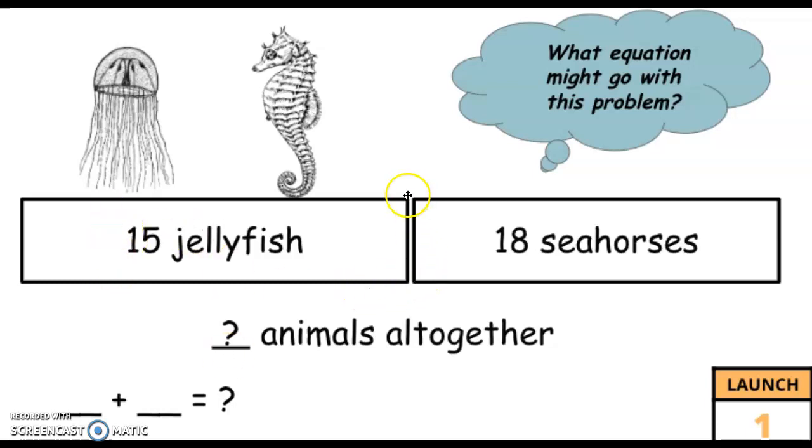This is a tape diagram. What do we know about this story? What don't we know? And what equation might go with this problem? In a tape diagram, we can show the things that we know. For example, we can show that we know that there are 15 jellyfish, and we can also show that we know that there are 18 seahorses. Something we don't know is how much they are when put together. How many animals are there all together?